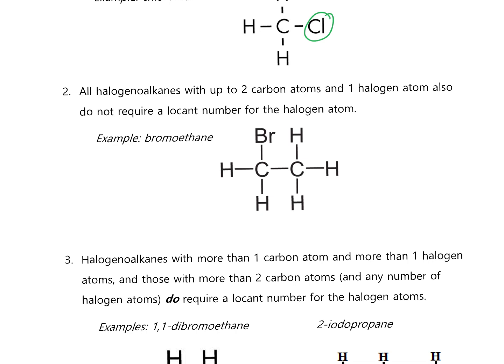Second rule here, all halogenoalkanes with up to 2 carbon atoms and 1 halogen atom also don't need a locant number for the halogen atom. And that's because, again, whatever carbon that halogen atom is on, we just consider that as carbon number 1. So even if we swap that round where this was H and this was Br, that would still be bromoethane. I'll take those out. You don't need to write that in case you confuse things, but there's no real option of where that bromine is. As long as there's only one halogen atom, even for substituted ethanes, you don't need a locant number.